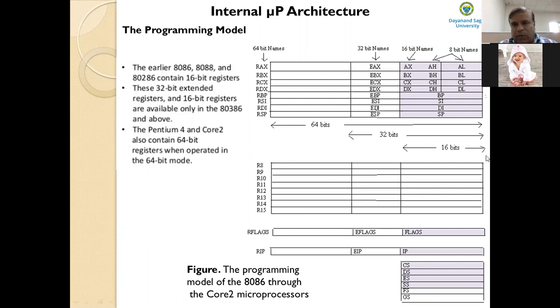So this part is complete. All 8086, 8088, and 80286 contain 16-bit architecture, so they contain 16-bit registers. Which are those registers? AX, BX, CX, DX, BP, SI, DI, SP, and flags, and then IP, then CS, DS, ES, SS, FS, and GS.